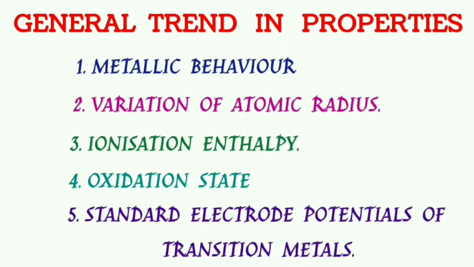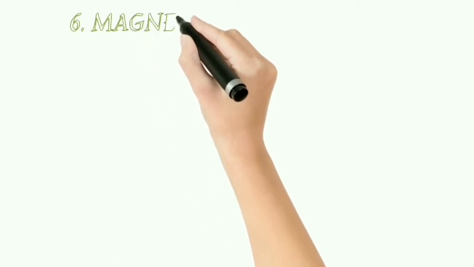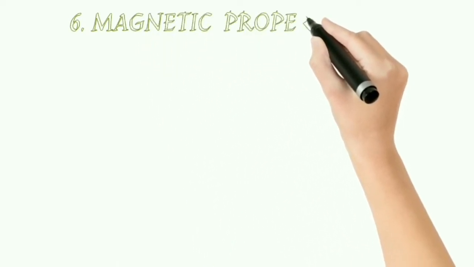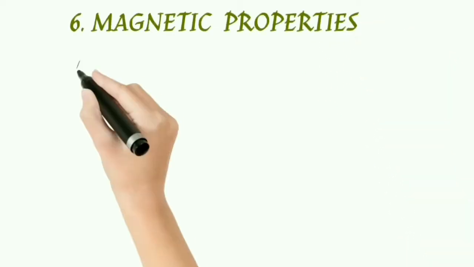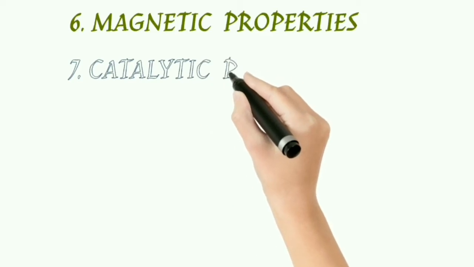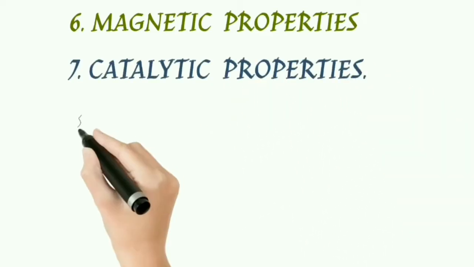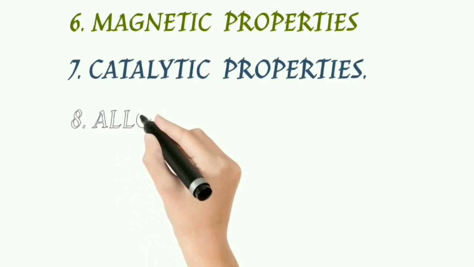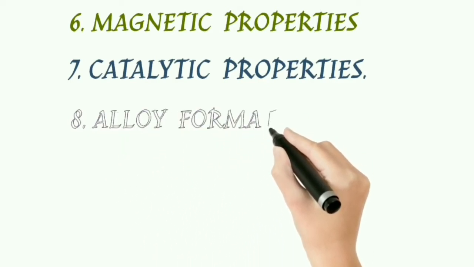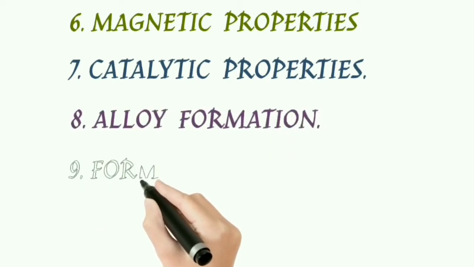Now the next thing I am going to say to you, the sixth property, is magnetic properties. Okay, so whether it is diamagnetic or paramagnetic we can explain. The next one is property number 7, catalytic property. All the D block elements are used as catalysts. Why, what is the reason, what is the nature of the catalyst, all those we can discuss there. Alloy formation, property number 8. So D block elements are used to form alloys. Okay, let's see that in that property.